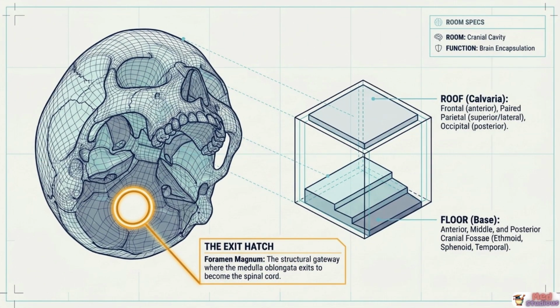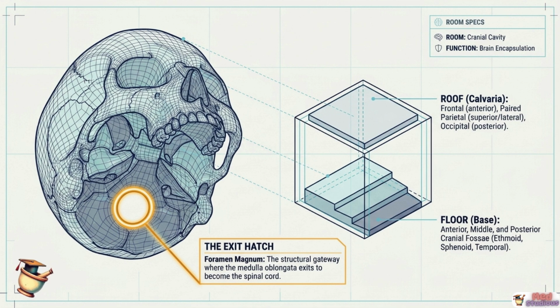Let's start at the very top with the cranial cavity, whose primary function is brain encapsulation. This vault's roof, known as the calvaria, is formed by the frontal bone anteriorly, the paired parietal bones superior-laterally, and the occipital bone posteriorly. The floor, or the base of the skull, is divided into the anterior, middle, and posterior cranial fossae.